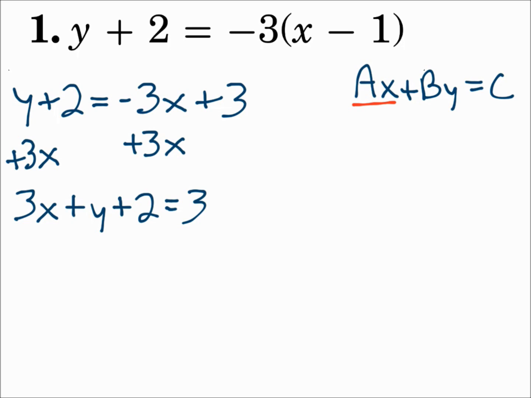in the right place. That 2 needs to move. It's a plus 2, so subtract it from each side. That gives you a 1 on the right. Now everything is in the right place. Make sure a, b, and c are integers. A is 3, b is 1 for 1y, and c is 1.